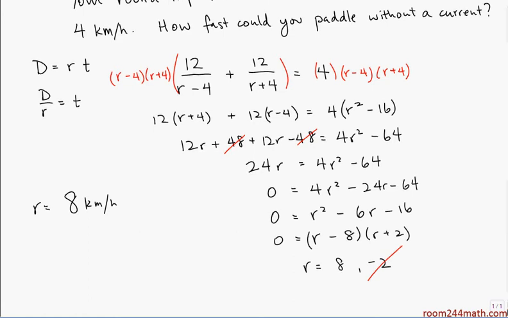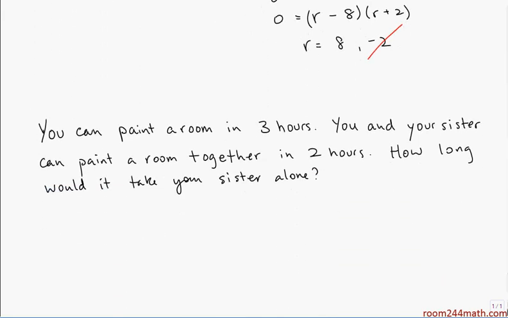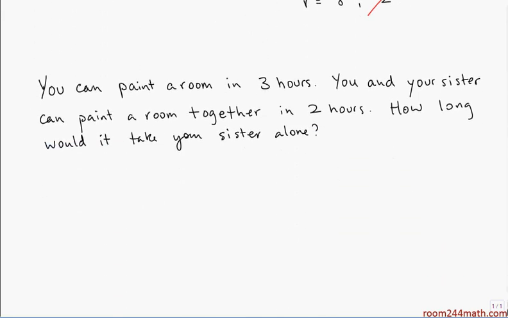All right, let's take a look at a different type of problem, one involving work. So here's the scenario. You can paint a room in 3 hours. You and your sister together can paint a room in 2 hours. So how long would it take your sister alone? Well, the difficult part of these questions is trying to get a handle on how to set up an equation.